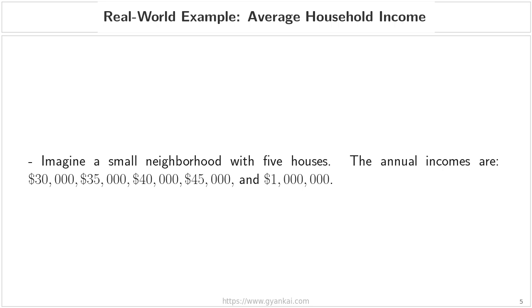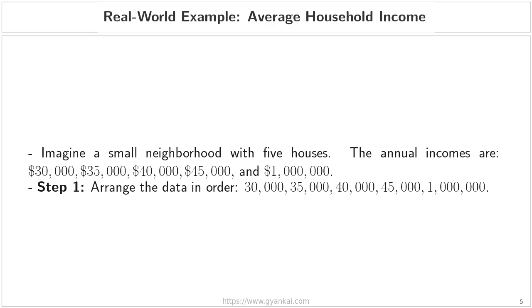If we look at their annual incomes, we see most people are earning around $30,000, $35,000, $40,000, and $45,000. But then, we have one house where the resident earns $1 million. To find the median, we follow a simple process. First, we ensure the data is arranged in ascending order, which we have already done. $30,000, $35,000, $40,000, $45,000, and $1 million.